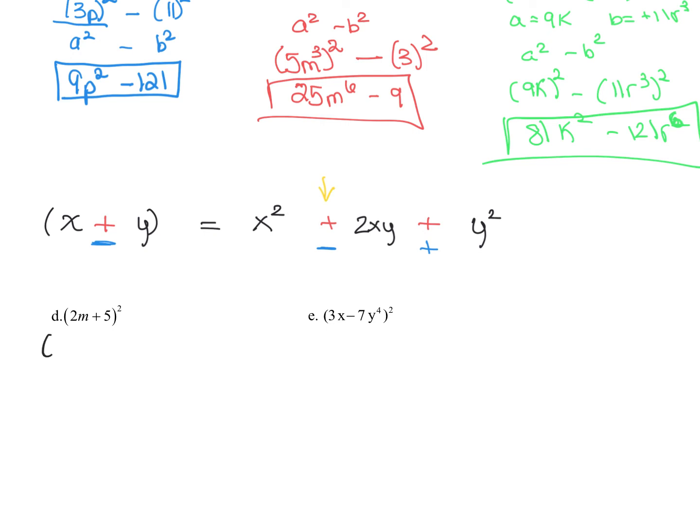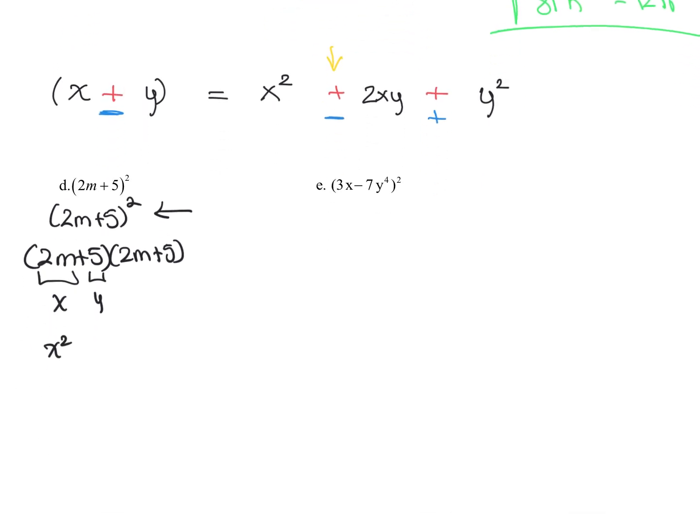So let's go ahead and do (2m + 5) squared, which means (2m + 5) times (2m + 5). But because right here this is a binomial square, we can use our pattern. This thing is x, this is y. So I can do x squared, and then it's a plus, so plus 2xy plus y squared.